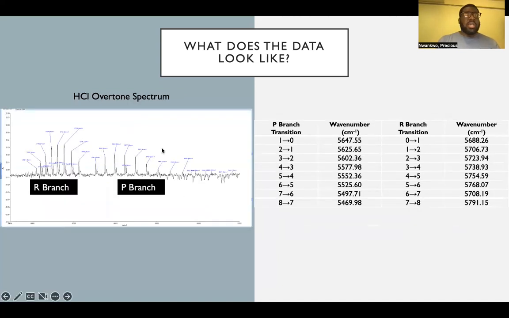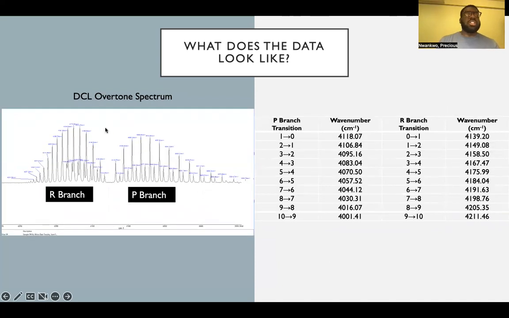We also have two more spectra, including the HCl overtone spectra, which is going to go about it the same way. We have our wave number corresponding to each transition, corresponding to where those peaks are happening in each branch on the spectrum, the R branch or P branch. And this is our DCl overtone, which is going to be our last spectra, corresponding the same way. We're just going to label them, understanding the wave numbers at which these peaks are happening, which correspond to certain transitions that are going on.